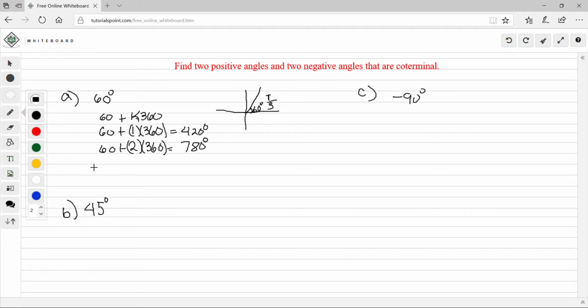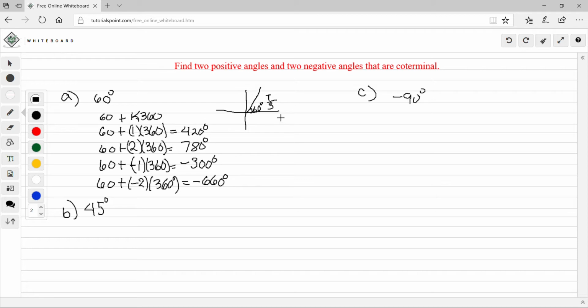Now we need two negatives. So I'm going to do 60 plus negative 1 times 360. That gives you negative 300 degrees. And then 60 plus negative 2 times 360, and that gives you negative 660 degrees.